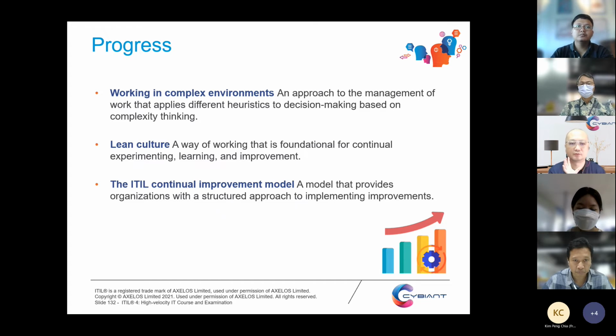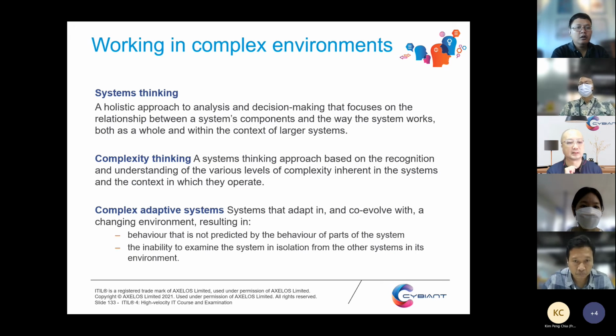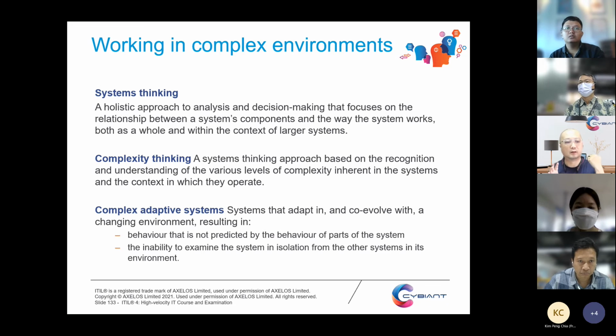It says that because of the complex environment that we're in, we need to apply a lean culture and we need to use the continual improvement model. So what does all that mean? Let's look at the next slide. They say that when you work in a complex environment, we need to apply things like system thinking or complexity thinking or the complex adaptive system.